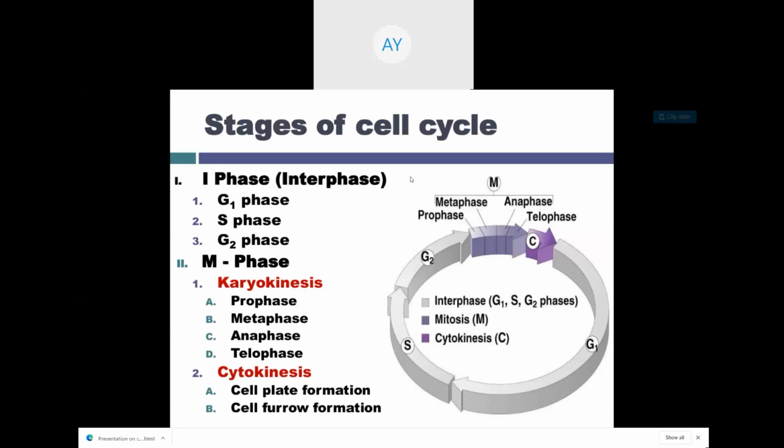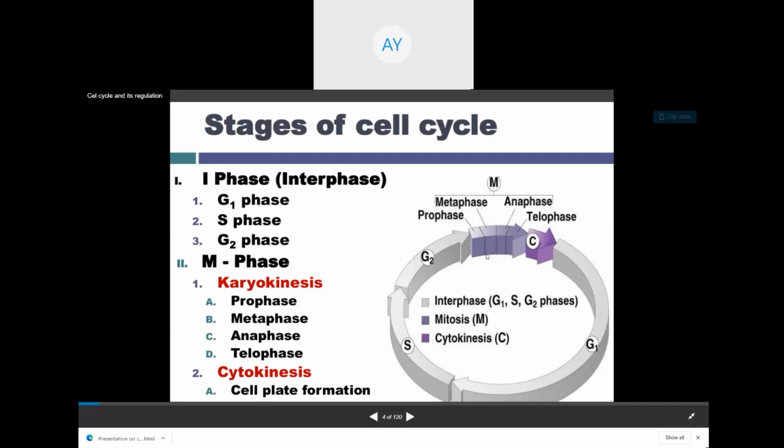After G2 phase, there are checkpoints. Means there is some regulatory mechanism through which it is verified that the cell has a sufficient amount of DNA, RNA and protein. Then only it will enter into M phase. That is the M phase.